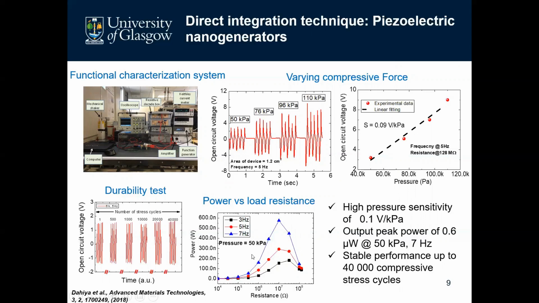Here in this graph at the bottom, we can see the power output as a function of resistance. We have measured at different frequencies. As you can see, with increasing frequency, the output power increases to around 0.6 microwatt, which is interesting to power low power electronics.